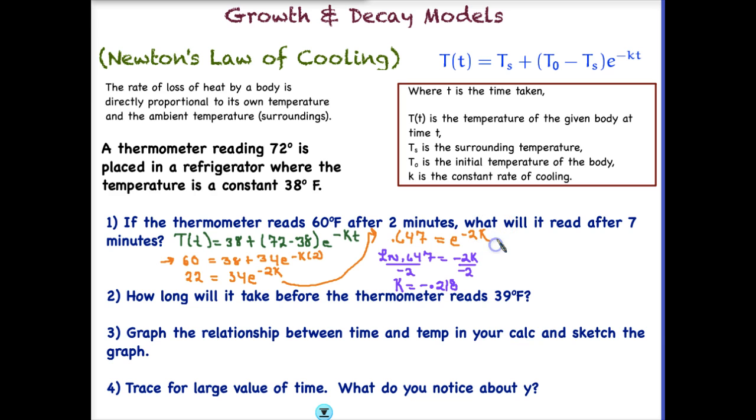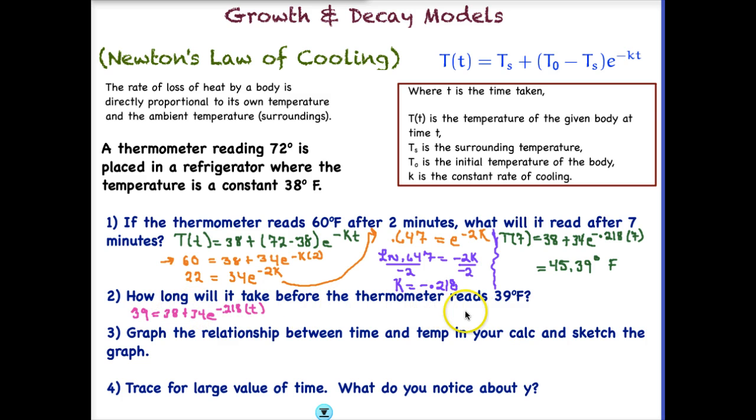From here, we are ready to actually solve this problem to determine what it will read after 7 minutes. It's just a question of taking our constant rate, plugging it in here, and then taking 7 minutes and plugging it in for t. Putting this into my calculator, I end up with 45.39 degrees Fahrenheit. That is what my thermometer will read in the refrigerator after 7 minutes. Now let's look at 2. How long will it take before the thermometer reads 39 degrees?